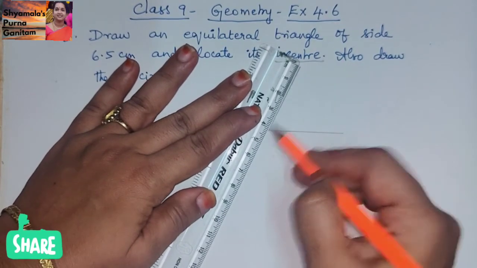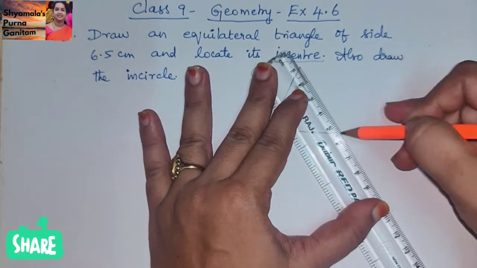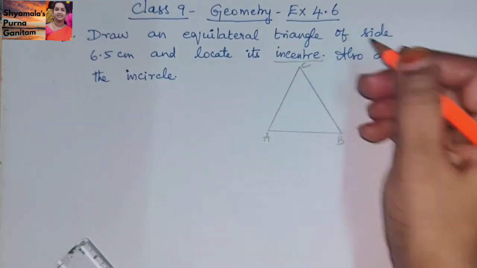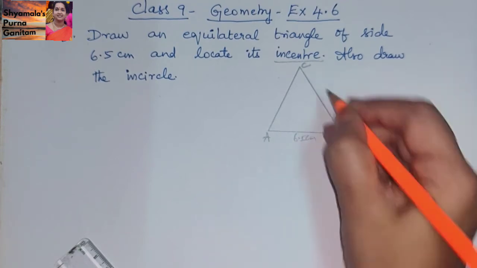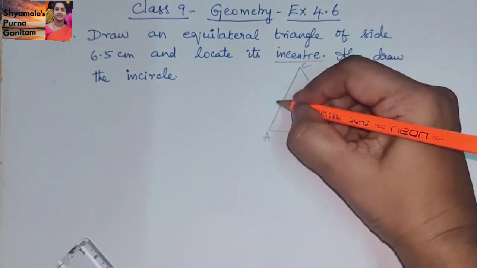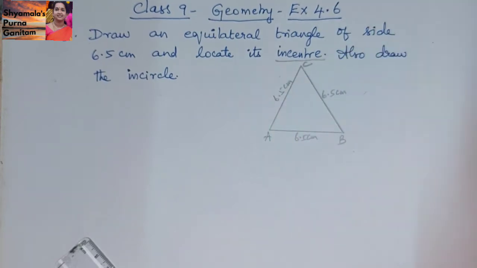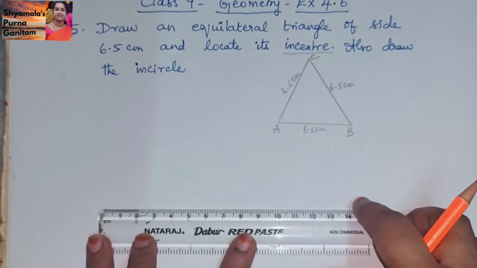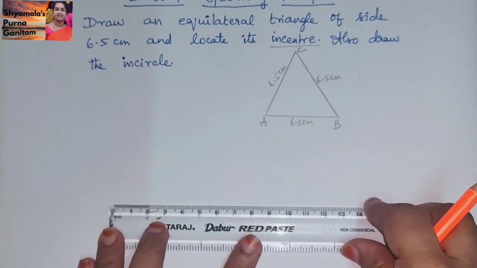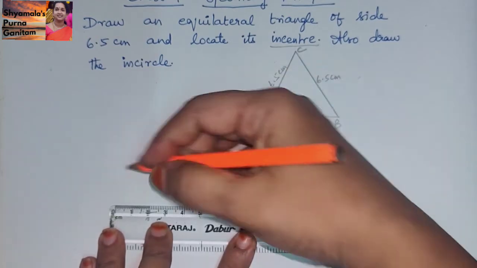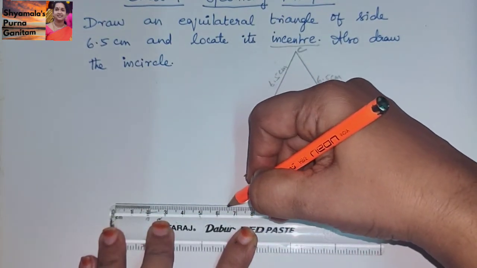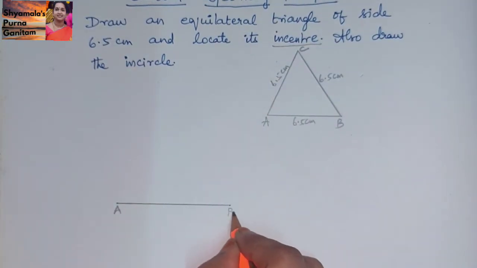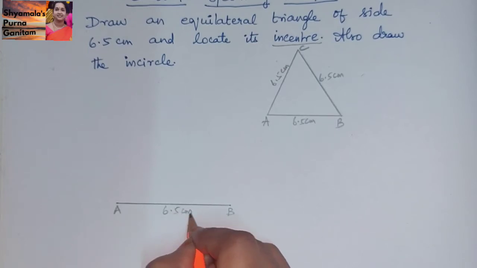Equilateral triangle we are asked to draw. So first we will draw that one. We'll take it as ABC. Since it is given as an equilateral triangle, all the sides have the measure 6.5 centimeter. So we'll draw the original triangle now. First, 6.5 centimeter we'll take as the base. So that is AB. AB is 6.5 centimeter.